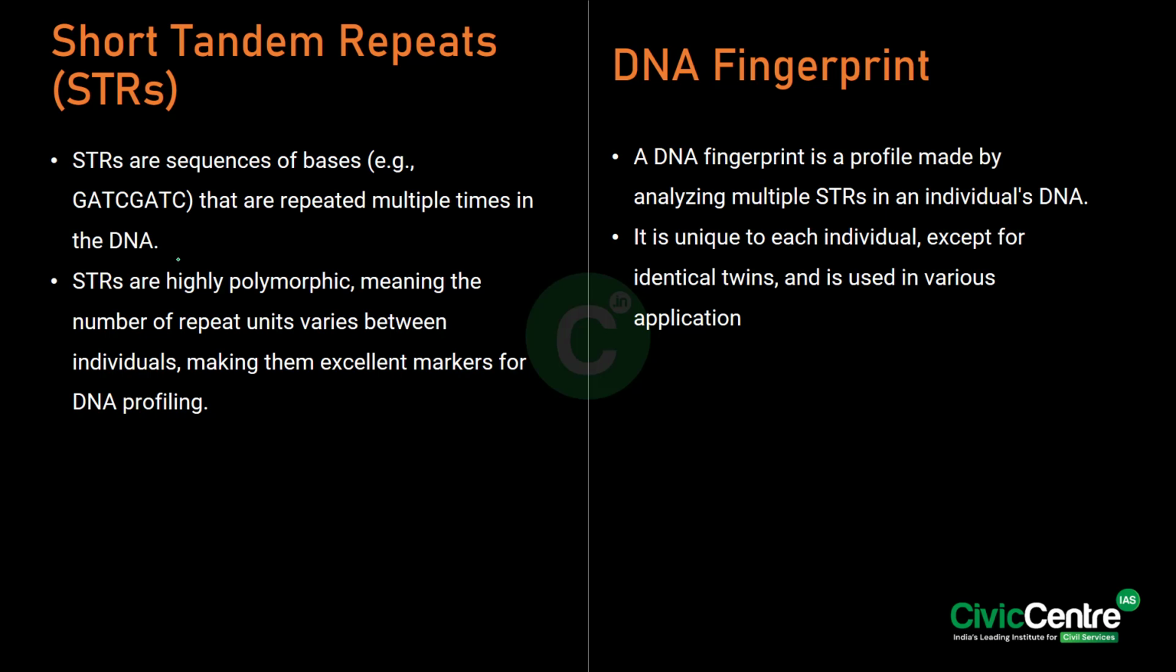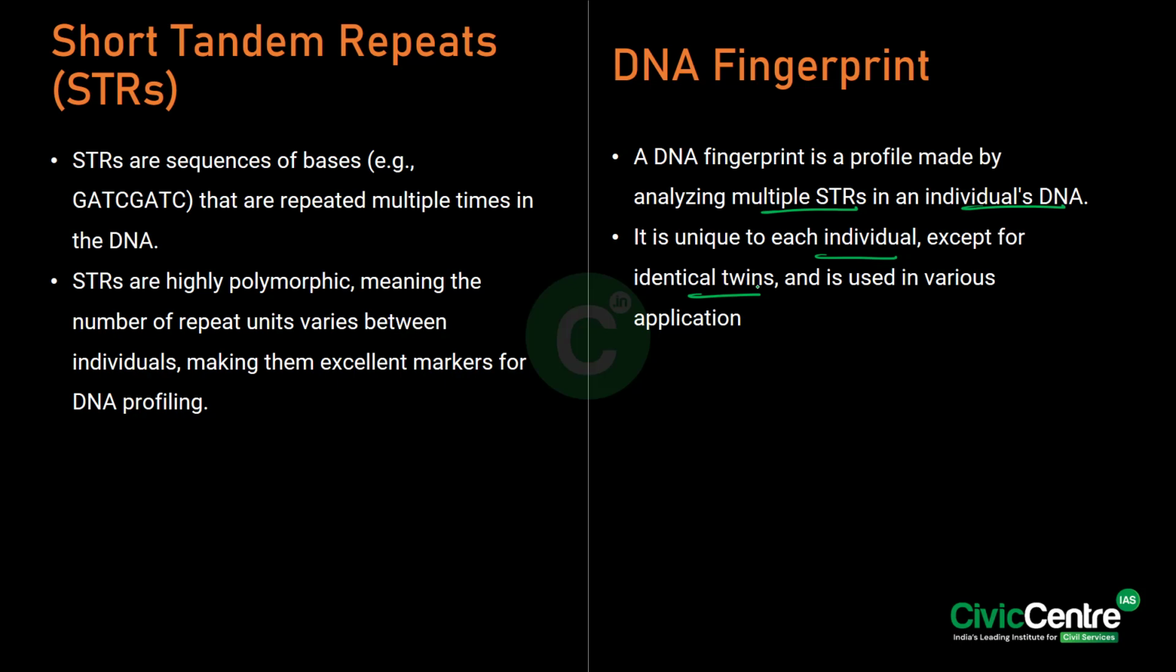So, what is this DNA fingerprint? See, a DNA fingerprint is a profile made by analyzing multiple STRs in an individual's DNA. Know that it is unique to each individual except for identical twins and is used in various applications such as establishing parent-child relationships, forensic identification from crime scene evidence, and also disaster victim identification.